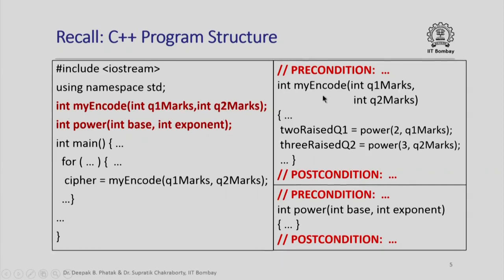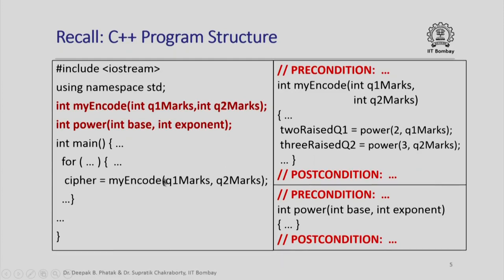Now the function myencode in turn calls a function power to raise 2 to the power of quiz 1 marks and 3 to the power of quiz 2 marks. So this is another function call within the function call myencode, and of course power raises base to the exponent and returns that value. Now in the contract centric view of programming with functions, we said that we do not need to worry about the internals of a function when we are using it, and this is achieved by specifying preconditions and postconditions and respecting those whenever we call a function.